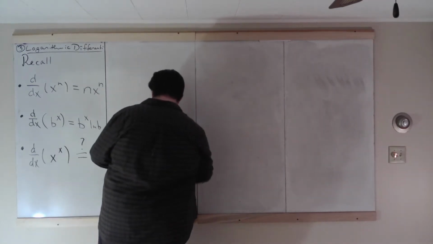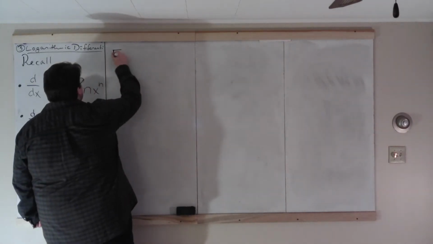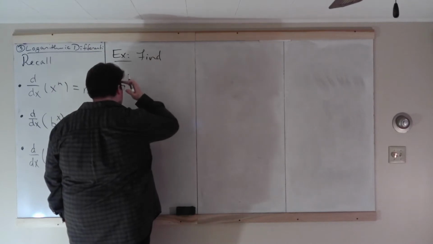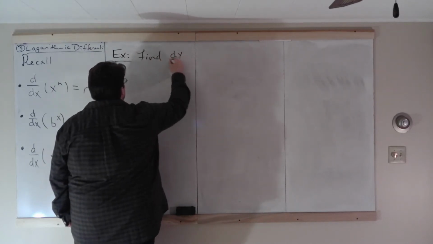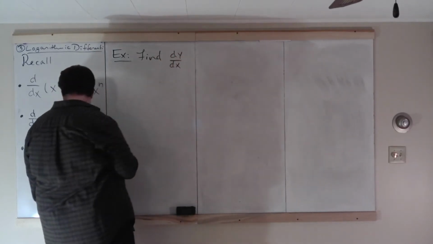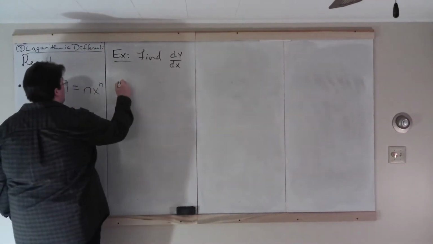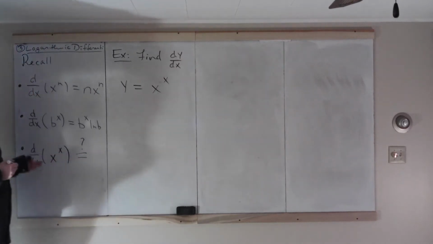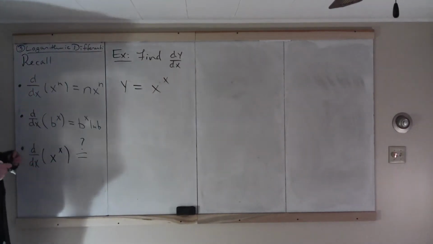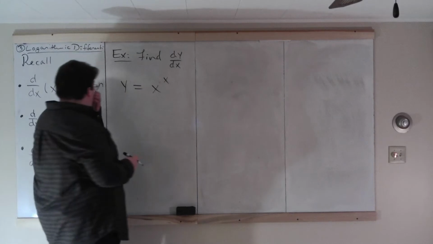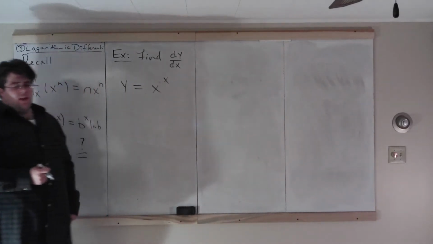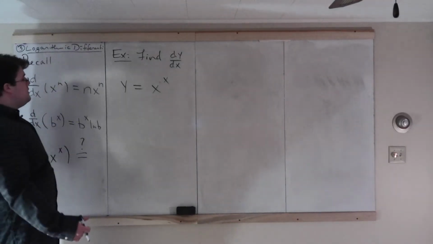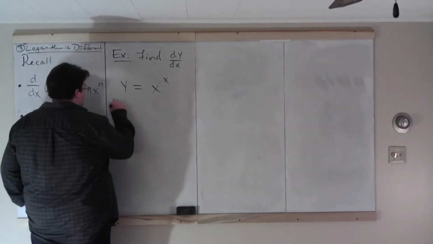Example. Find dy dx where y equals x to the x. So if we find dy dx, we'll have this last answer. How can we find this dy dx? Well, we can't use a power rule. We can't use a general exponential rule. But what we can do is introduce a natural logarithm.